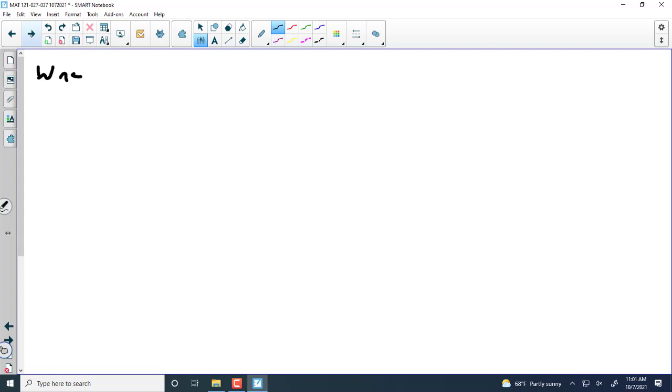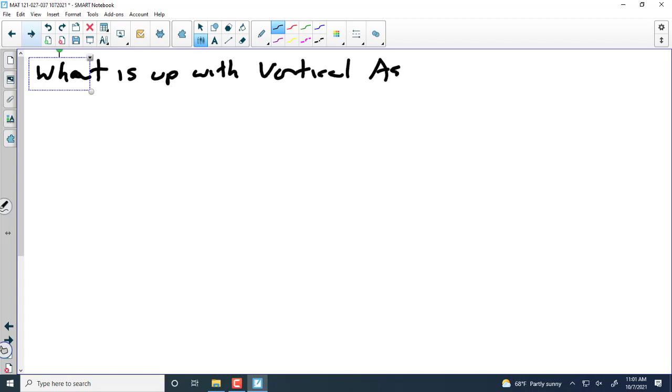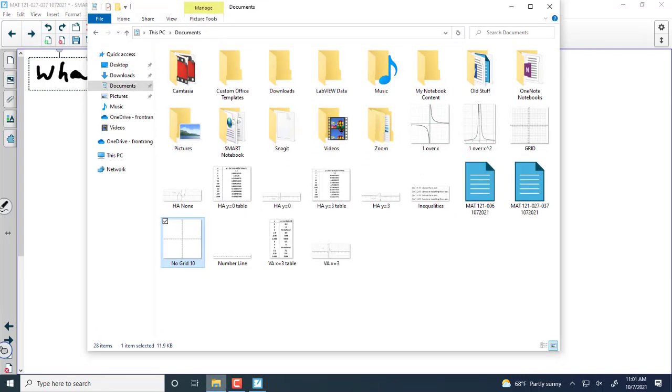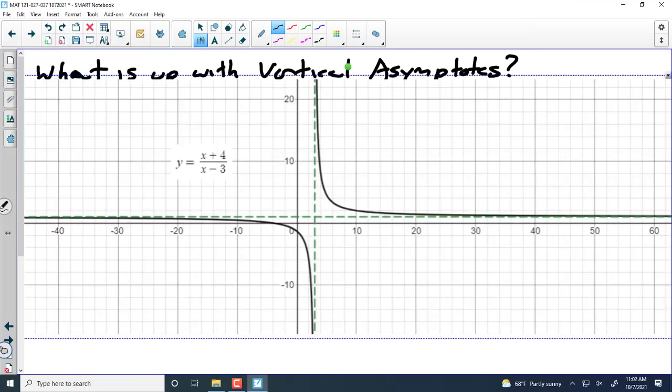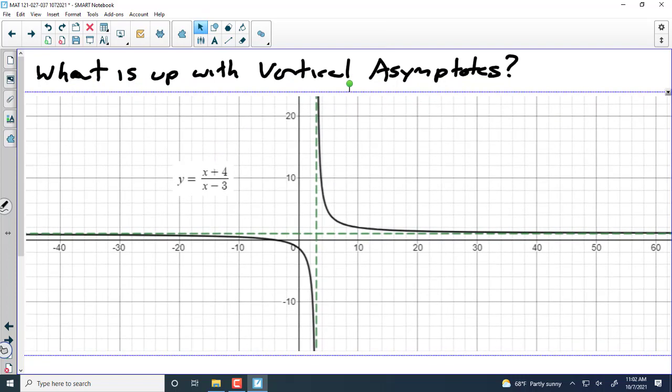So, what is up with vertical asymptotes? Last time I taught you how to find a vertical asymptote, and I taught you how to draw them and how to kind of wash up against them. But what is a vertical asymptote? In other words, what makes the graph do what it's doing? Why, when we get close to a vertical asymptote, on one side do we go up, on one side we go down, or do we go up on both sides or down on both sides? What makes this happen?